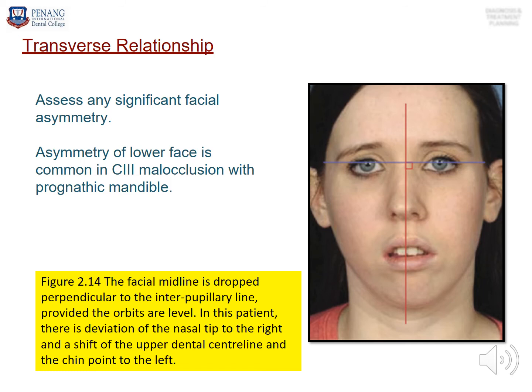Okay, after you measure the sagittal anterior-posterior relationship and vertical relationship, you also need to measure the transverse relationship during the extraoral examination of this patient. You need to assess any significant facial asymmetry, and asymmetry of the lower face is common in a class 3 malocclusion with prognathic mandible. When we look at this figure, the facial midline is dropped perpendicular to the interpupillary line, provided the orbits are level. In this patient, there is deviation of the nasal tip to the right and a shift in the upper dental center line and the chin point to the left.